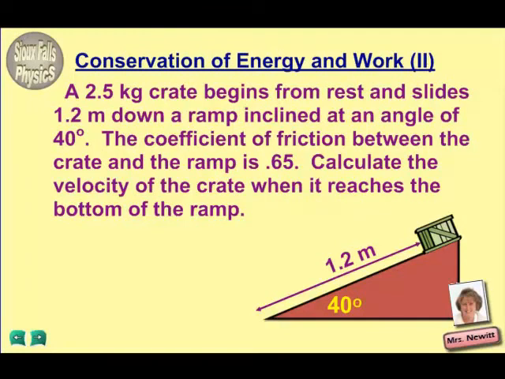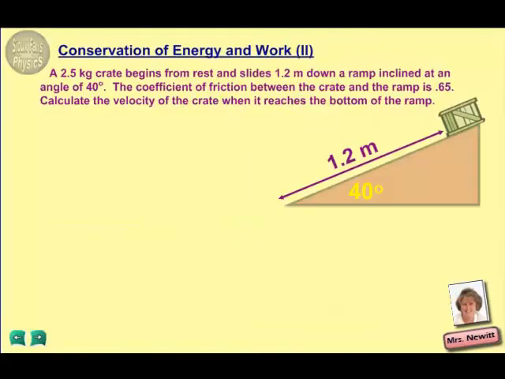To begin with, we need to deal a little bit with that friction amount. It says the coefficient of friction between the crate and the ramp is 0.65. Now, the significance of this is that that friction is going to be taking energy away. Okay, so again, first thing we want to do is mark out some points. Position 1 would be at the top. Position 2 would be at the bottom.